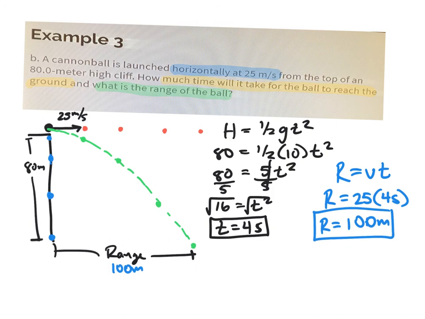So this is kind of making the connection. We have what's going on in the vertical direction versus what's going on in the horizontal direction. Two different things, because the motion is treated separately in each of those.